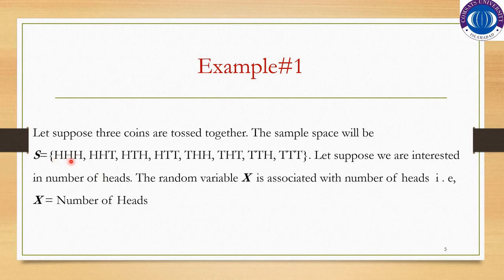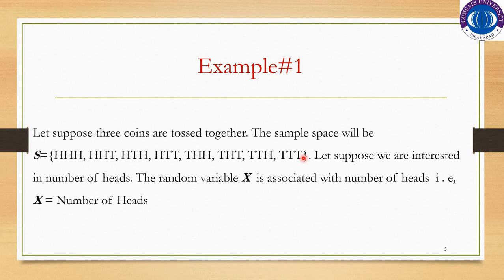Maybe all three heads occur. First two heads and the third one is tail. Head, tail, head. Head, tail, tail. Tail, head, head. Tail, head, tail. Tail, tail, head. Or tail, tail, tail. No head occurs. This will be the sample space when three coins are tossed.